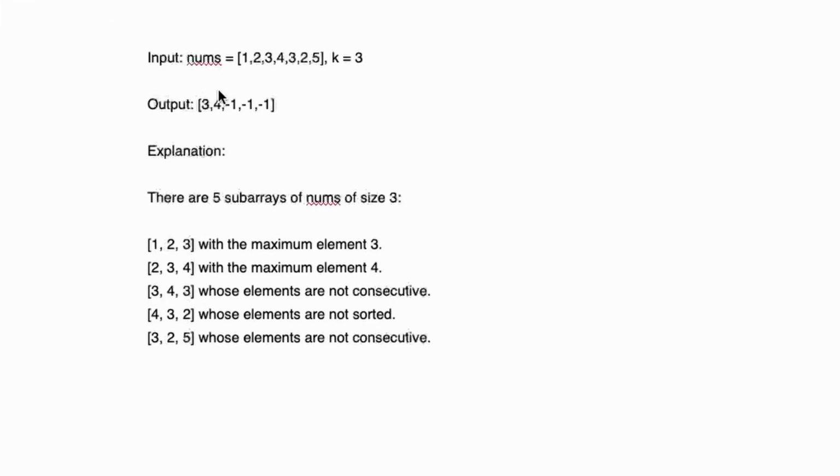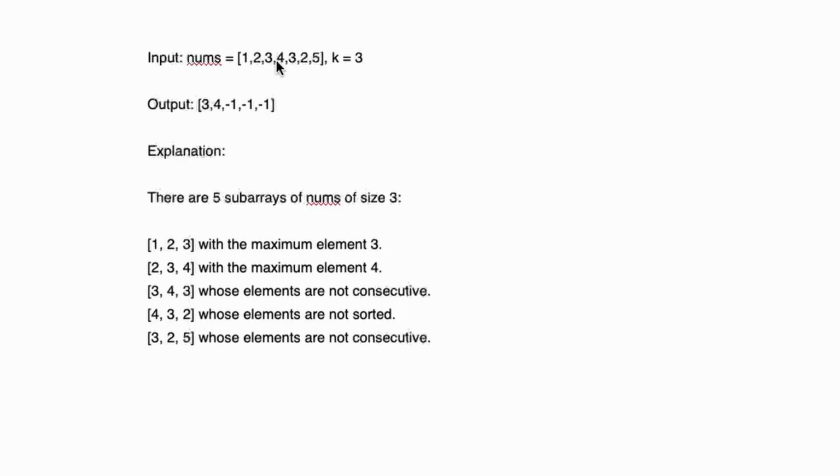You can see here we have the example 1, 2, 3, 4, 3, 2, 5, and k equals 3. So our answer is 3, 4, -1, -1, -1. And why is this? So we start at index 0, and we want to get a subarray of size 3. So we go 1, 2, 3. We see that this is consecutive and in ascending order, and the max element is 3. So we put 3. Likewise, we start at index 1, 2, 3, 4. Same thing, sorted and in ascending order, so we put 4.